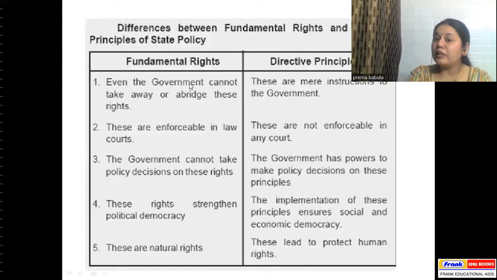Then, most importantly, fundamental rights are enforceable by law. If your right is violated, you can approach the court. But directive principles are not enforceable in any court.